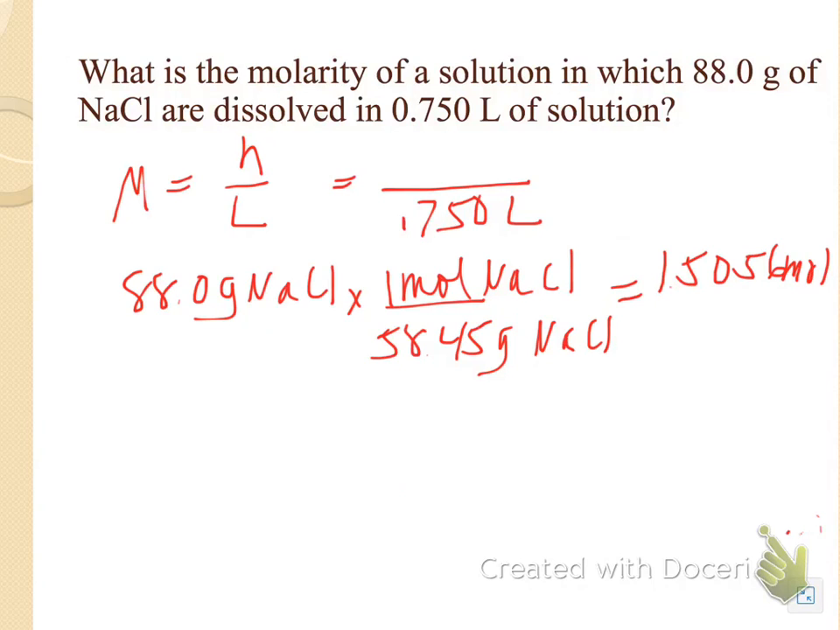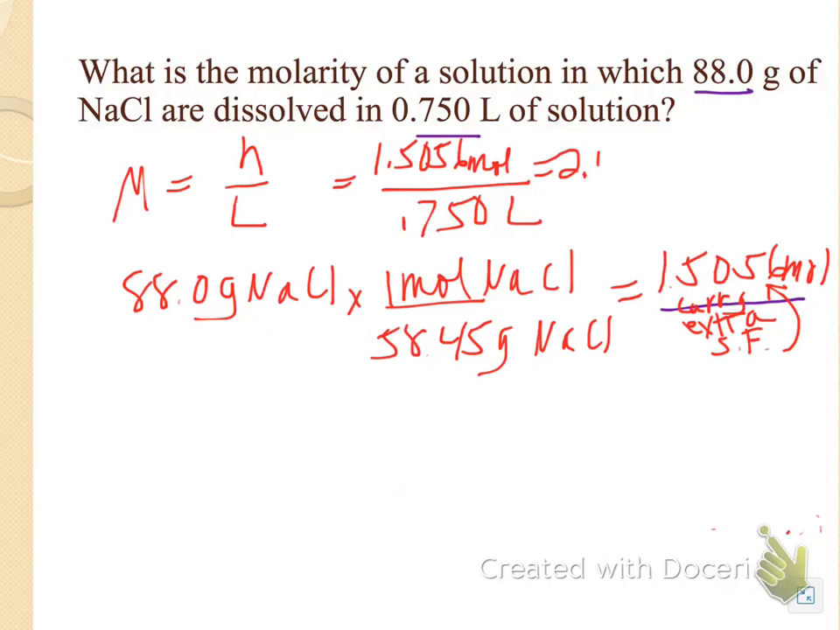And we get 1.5056 moles. Now that's a lot of sig figs, and I purposely carry extra sig figs, and I don't round to the number that I need until the very last step. Okay, so I'm going to go ahead and put that in the numerator. I put that into the numerator and divide, and what I get is 2.01 moles per liter. And moles per liter is the same thing as molar, okay? So I would call this a 2.01 molar NaCl solution. All right, let's try another.